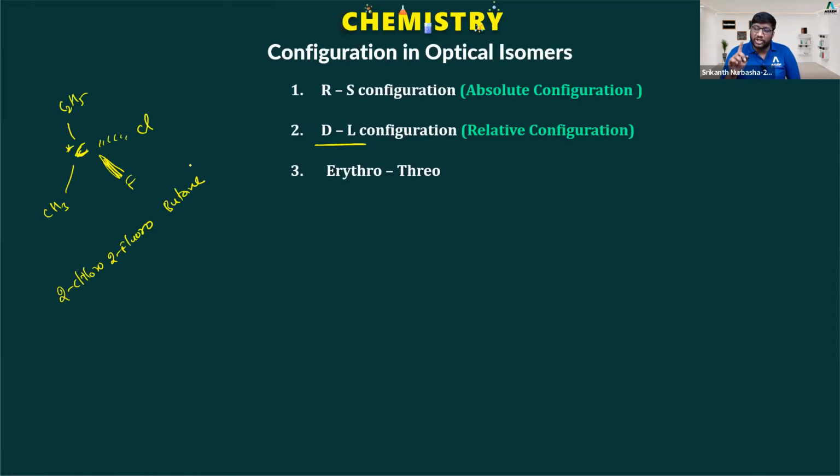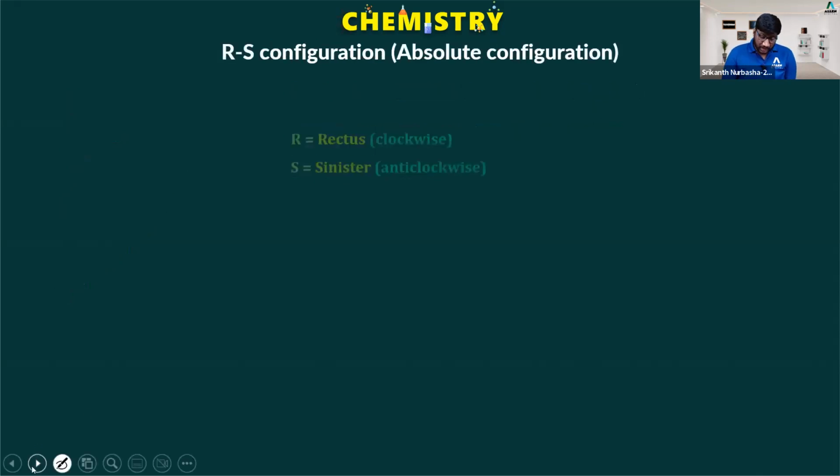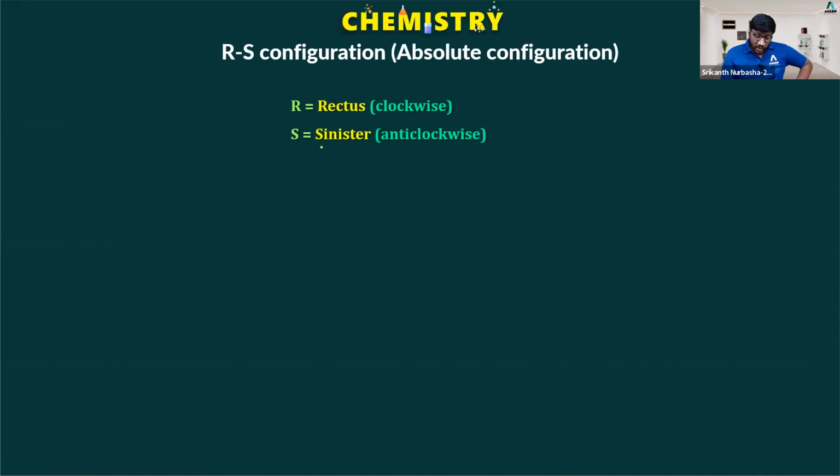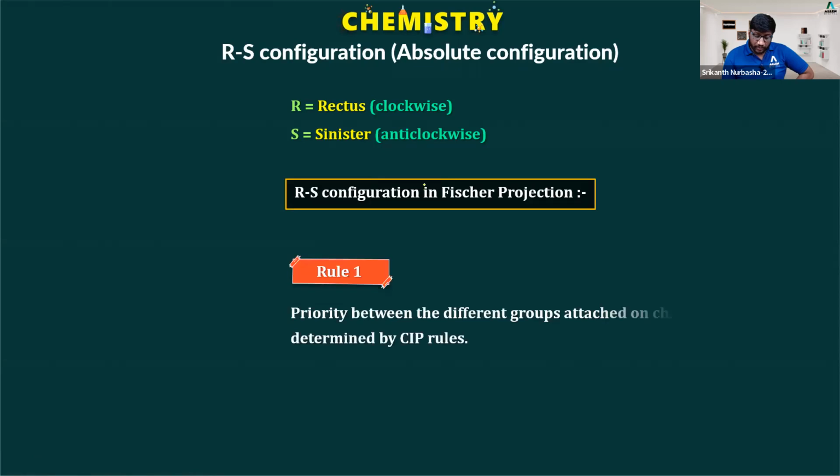2-chloro-2-fluorobutane gives only structural data. If you try to write R or S, that gives the spatial information also. That will be completely naming the compound. R is nothing but rectus, clockwise. S means sinister, anti-clockwise. So there are some set of rules. RS configuration in Fischer projection: if the projection given to you is a Fischer projection, how to decide R and S? If the projection given to you is a 3D wedge and dash projection, how to decide R and S? We are going to study one by one.